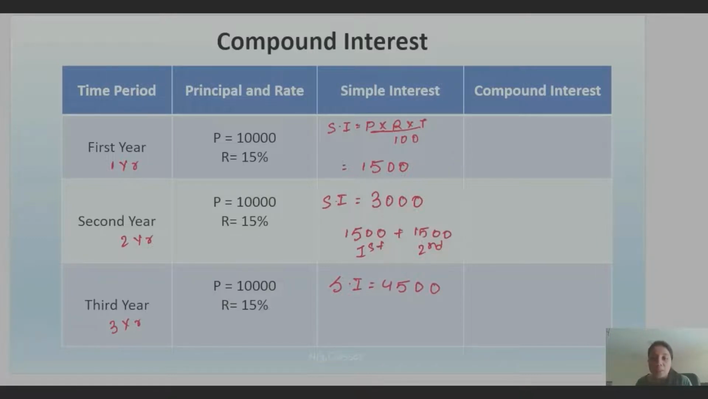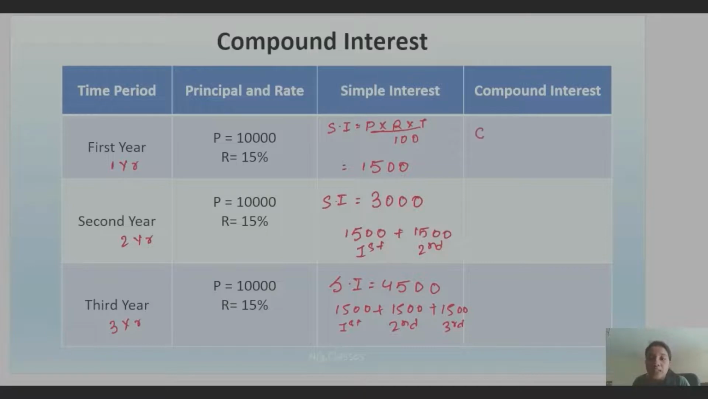It means I am paying 1500 for first year, 1500 for second year and 1500 only for third year. Now let's calculate compound interest. Let me show you what's the difference.